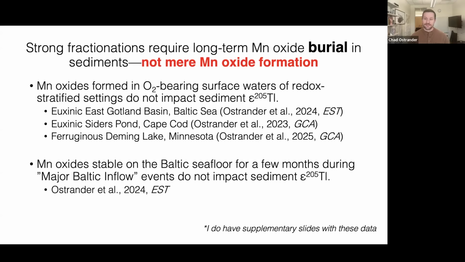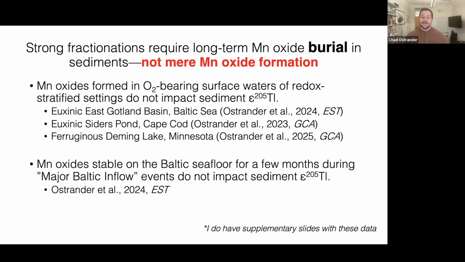We've also been studying sediments in the Baltic Sea. The Baltic Sea is a really unique environment where twice per decade on average, although with less frequency recently, the Baltic is subjected to these major Baltic inflow events. The Baltic Sea is a euxinic anoxic environment, but for a few months out of the year, twice a decade, these well-oxygenated waters come in from the North Sea, and you get these really impressive manganese oxide burial events in these otherwise anoxic sediments. The sediments become oxygenated for a few months.